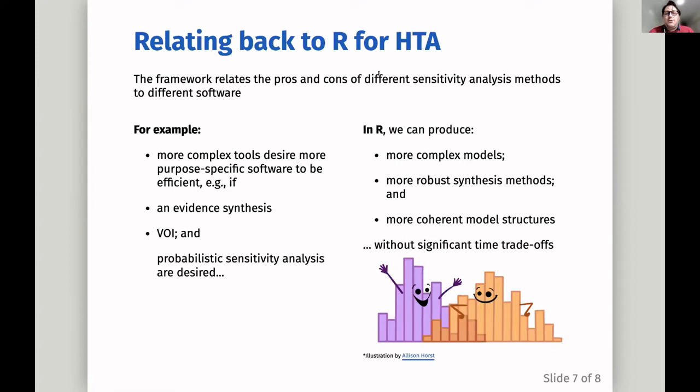So relating this back to HTA, comprehensive modeling obviously provides advantages. And so if you need more advanced techniques such as evidence synthesis or value of information analysis, and you want a probabilistic sensitivity analysis on top of that, we strongly advocate in the framework for using languages such as R, specifically because R can just produce this more easily, and it's just more time efficient. But again, this all depends on whether it's actually understood and received by the decision maker.